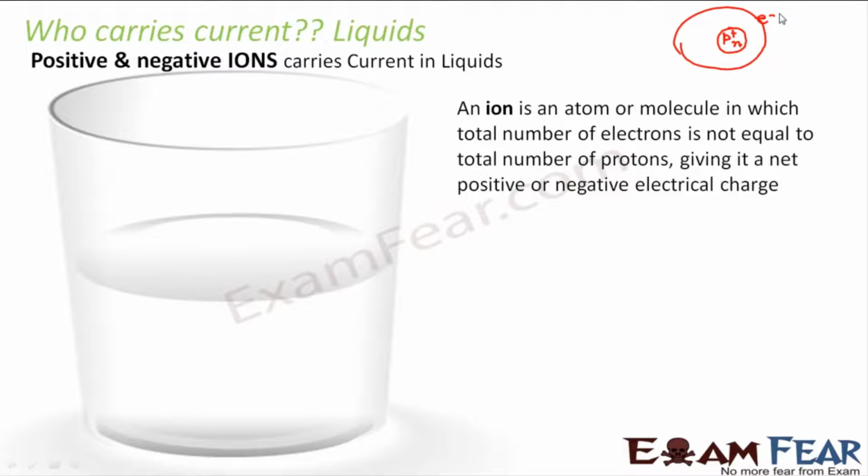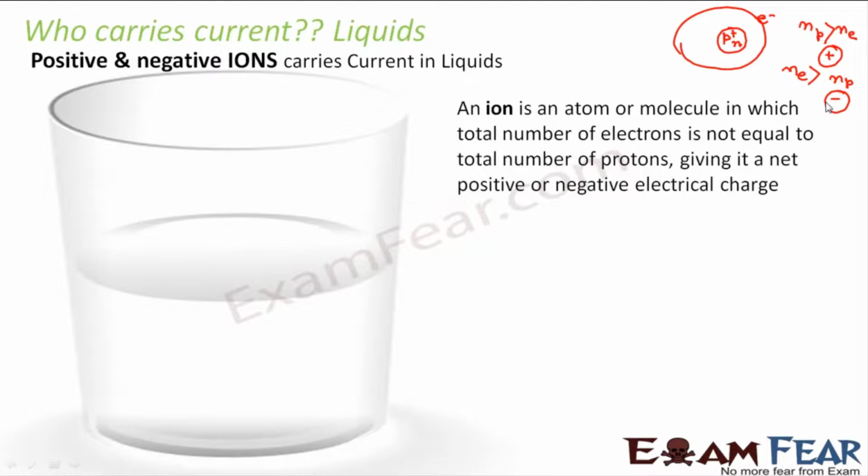But if that atom does not have an equal number of protons and electrons, in that case, if the number of protons is greater than the number of electrons, the atom as a whole will be positively charged. If the number of electrons is greater than the number of protons, the atom as a whole will be negatively charged.